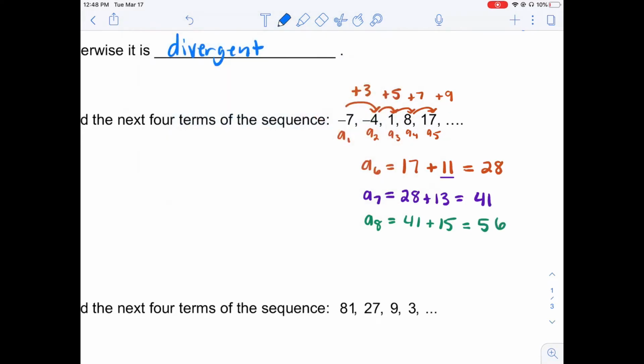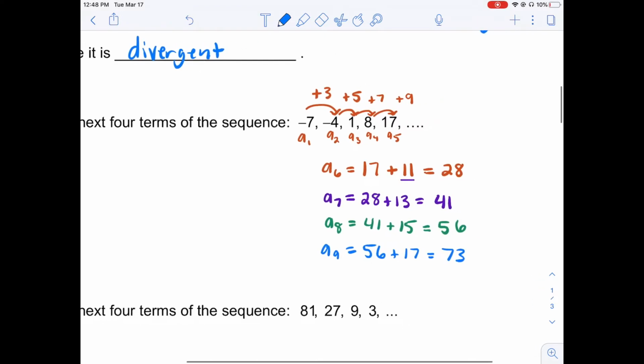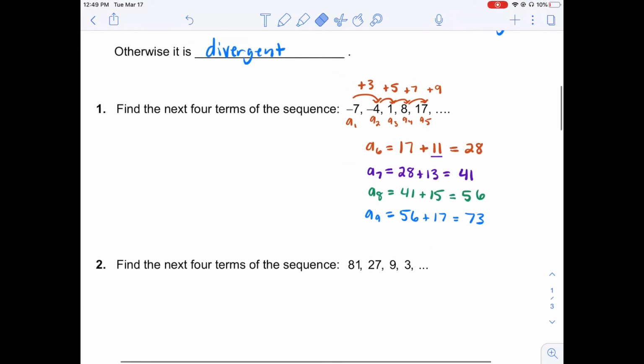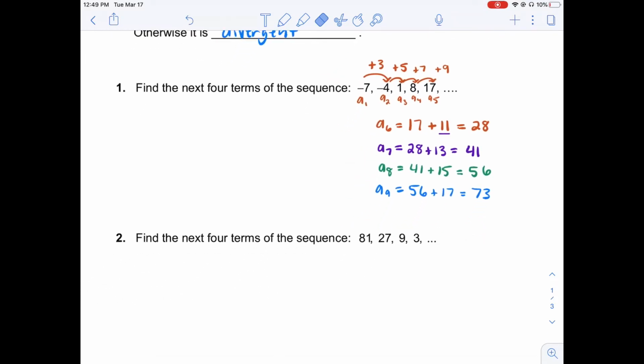So we've got 3 terms, they want the next one. So then for A9, that would be term A8, 56. This time we're adding 17, and that gives us an answer of 73. So if we wanted, we could have just written in a list following after 28: 41, 56, 73, and the pattern continues from there. So this is the first one, find the next terms in the sequence.